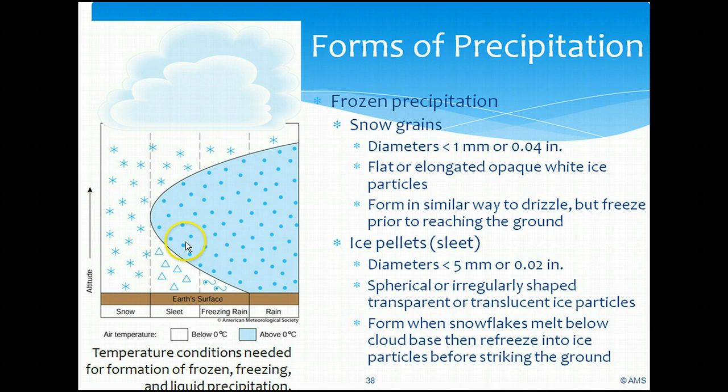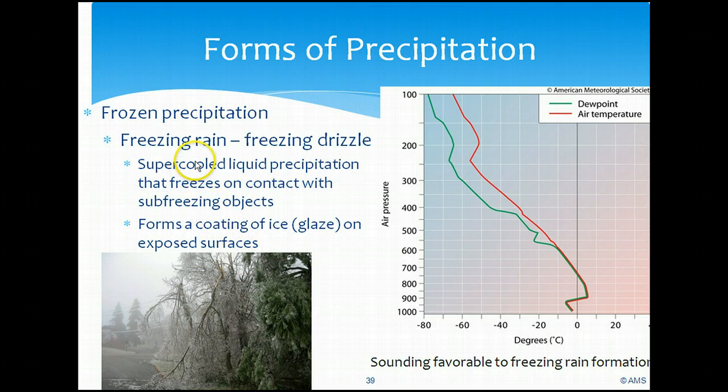This diagram is a schematic cross-section of the lower atmosphere showing temperature conditions for formation of frozen, freezing, and liquid forms that we are familiar with. Freezing rain or freezing drizzle consists of raindrops that become supercooled and at least partially freeze on contact with cold surfaces to form a coating of ice, which we call glaze, on roads, tree branches, and various surfaces.